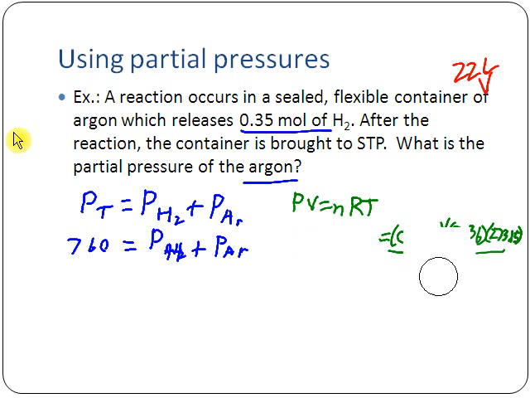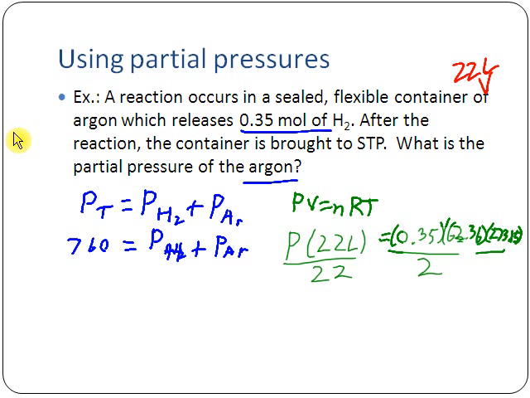Let's work this out right over here. We have the pressure, which we don't know, times the volume, which in this case would be 22 liters. And so we divide both sides by 22. That should give us a better answer. Working out the pressure, we say 0.35 times 62.36 times 273.15, and then we take that and divide it by 22. And so I get 270.98 for the pressure.